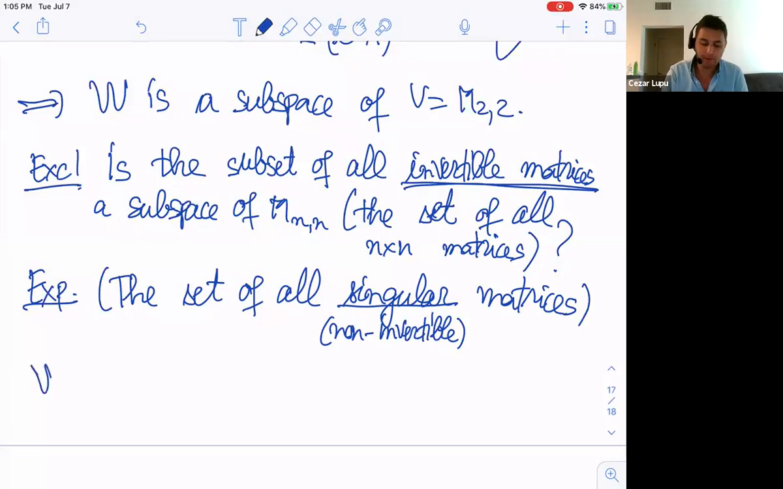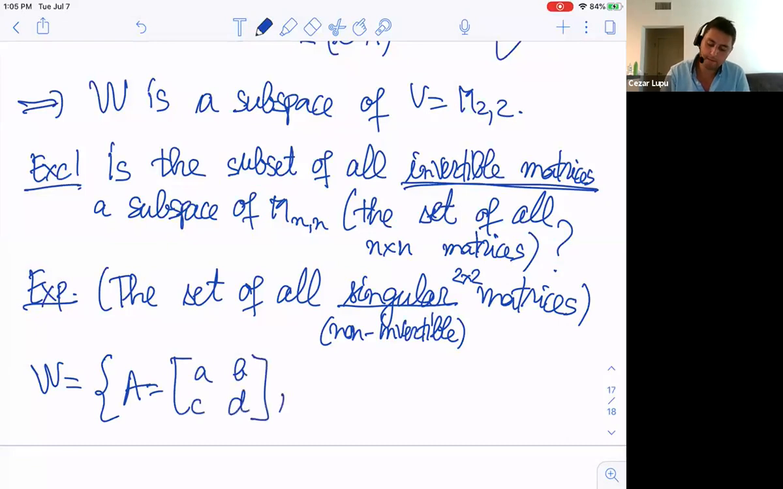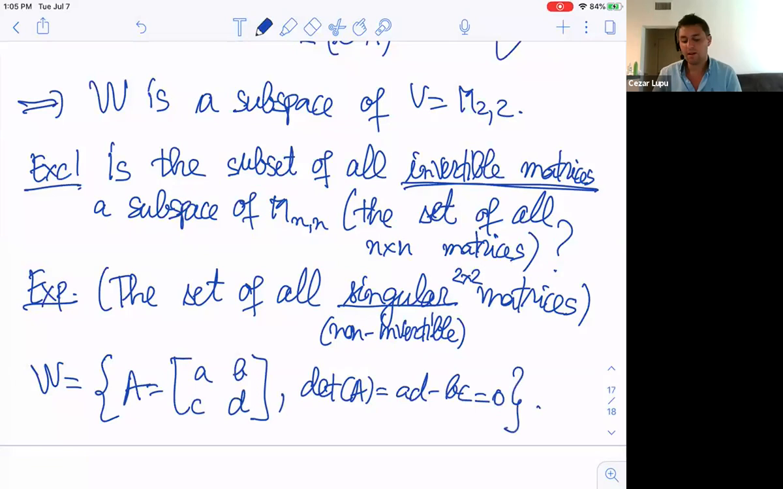So this is the W. Let's take 2 by 2, the set of all singular 2 by 2 matrices. So this is a set of matrices which look like this: A, B, C, D. When I say singular, I mean the determinant, which is given by A times D minus B times C, is 0. In other words, AD equals BC.